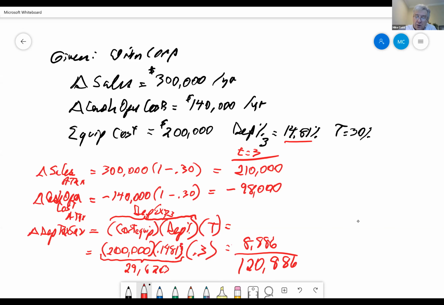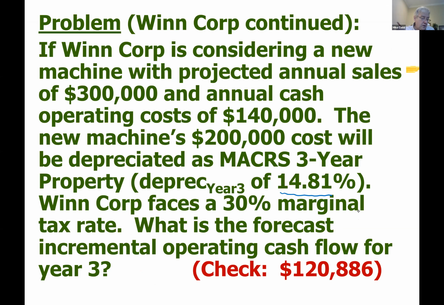You're not going to be given a problem where you have to calculate all the cash flows for a project, but you may be asked to calculate the initial outlay or the terminal cash flow, or in this case, the operating cash flow for a particular year. For example, what if we're given this problem?